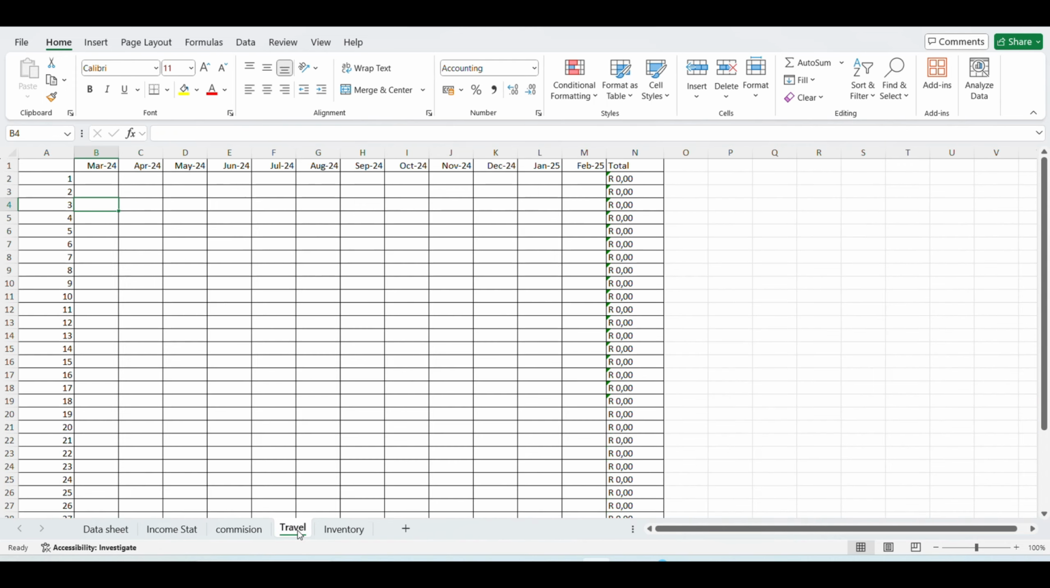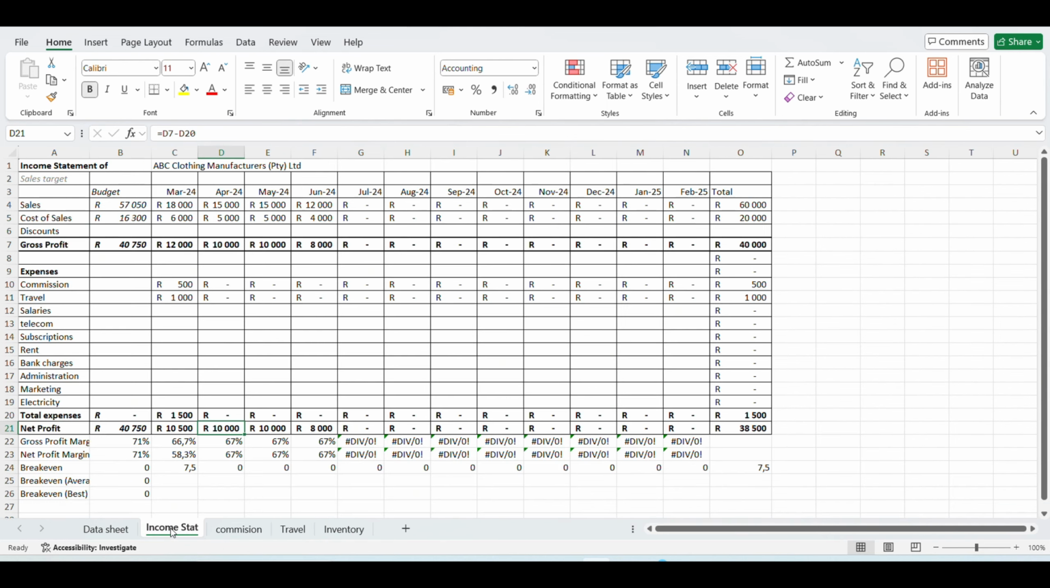Then we have travel. Maybe in March you traveled to a few places to go and buy raw materials. Maybe you visited some customers. So here you could do the travel log 2 ways. You can either just put in how much you actually spent in petrol, or you can calculate your kilometers and multiply it by the AA rate. So just say your travel was 1,000 Rand for March. So you see you've got another expense here. Then your salaries. Let's just say you're employing 2 other people and your salaries for the month is 20,000 Rand.